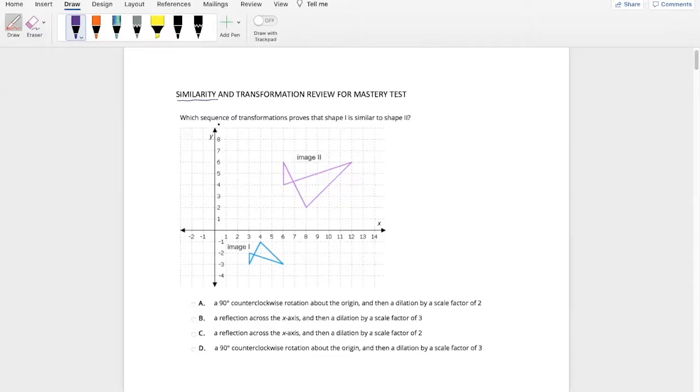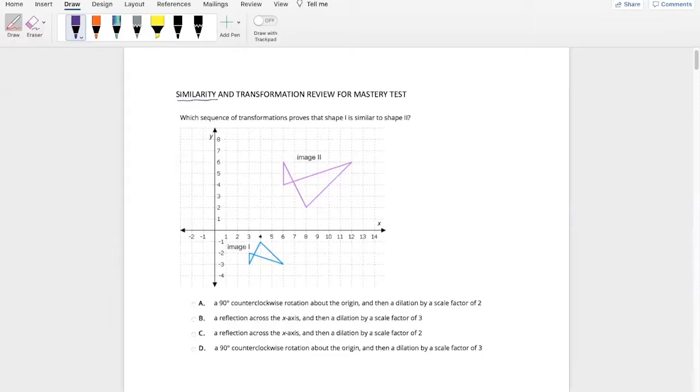All right, the first one, which sequence of transformation proves that shape 1 is similar to shape 2? We really need to look at some of the points here and use those because we get into these scale factors of 2, scale factor of 3. And remember in the last lesson, we talked about how the XY values get multiplied when we get into these scale factors. So we'll be able to see that.